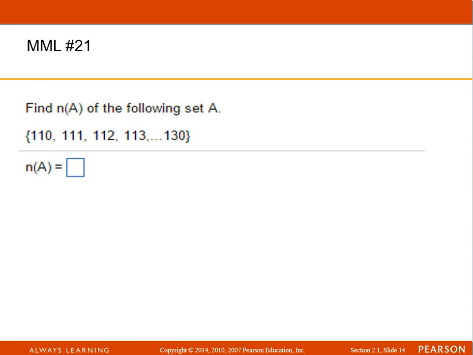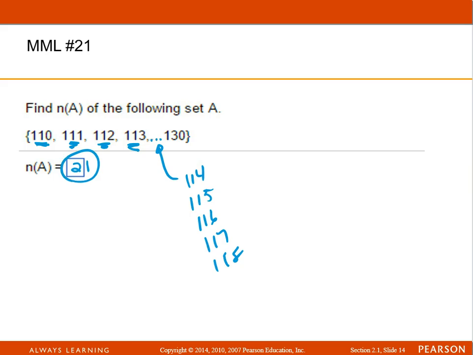Okay, so now we get to cardinal numbers. Find the cardinal number of A. Set A has the numbers 110, 111, 112, 113, and the dots mean continue on in that pattern until you get to 130. So that's 114, 115, 116, 117, 118, right? You can keep counting them. When you're done, you will get a cardinal number of 21.